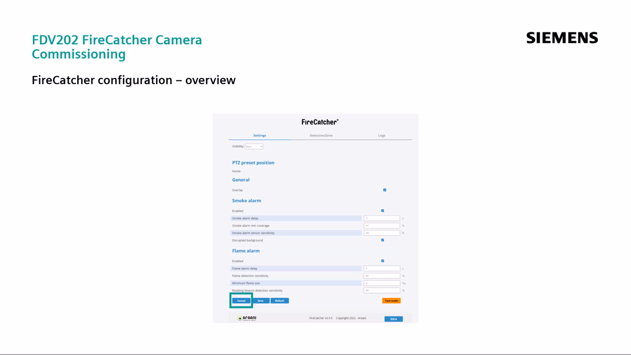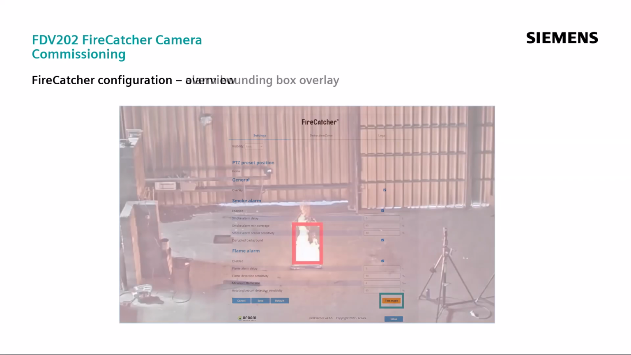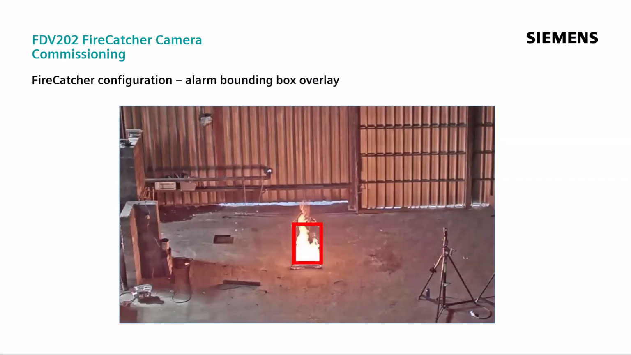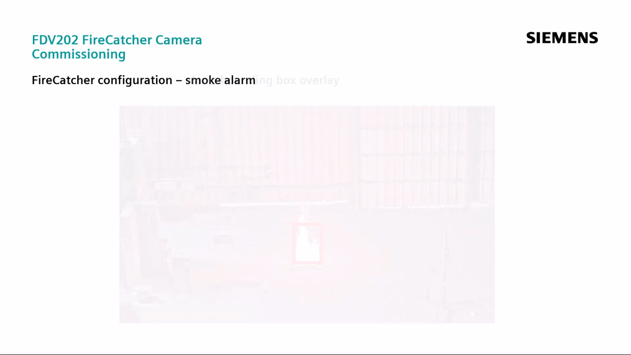The Cancel button reloads the settings from the camera, for example to undo changes. The Save button saves the settings to the camera, and the Default button resets the current settings to the default values. Test mode switches to Fire Simulator, which is now integrated and not a separate app as it was in the previous version. If the overlay was enabled in the general settings, it will be displayed like this in the stream.